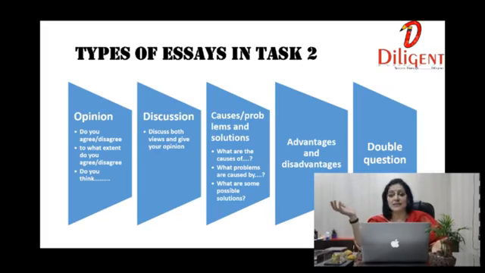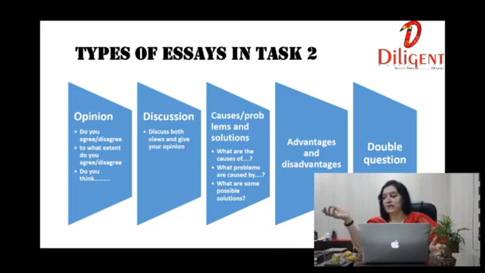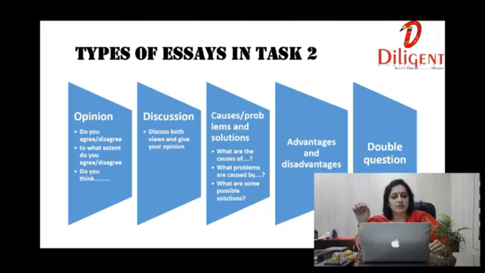The second is your discussion essay. In the discussion essay, you may be asked to give your opinion or you may be asked not to give your opinion. The third is your causes and problems essay, in which you have to give your solutions too sometimes. The advantages and disadvantages is number 4, and last is the double question essay. So this is your step 1. Once you've categorized your essay, it's easier to plan your essay.